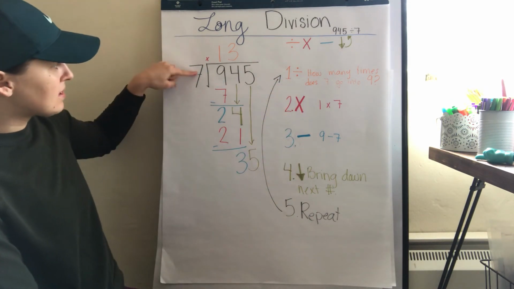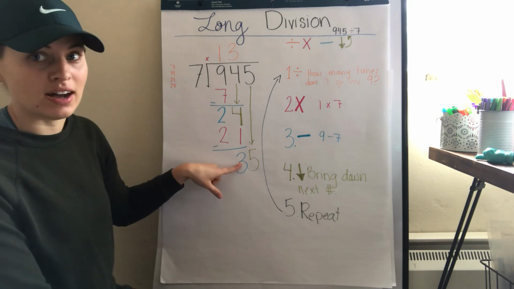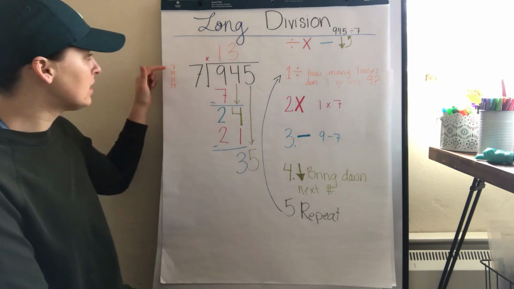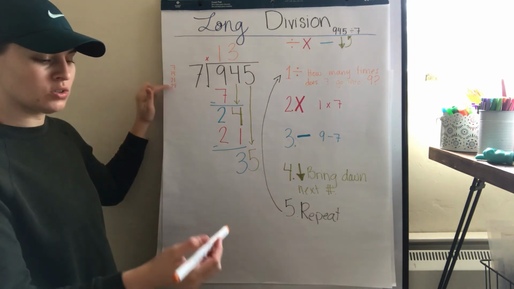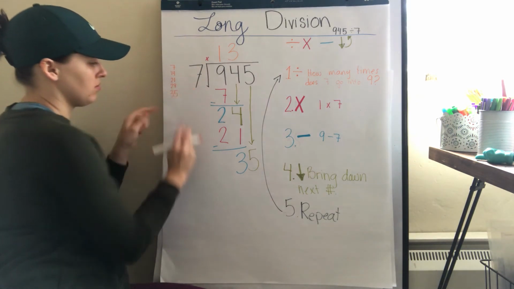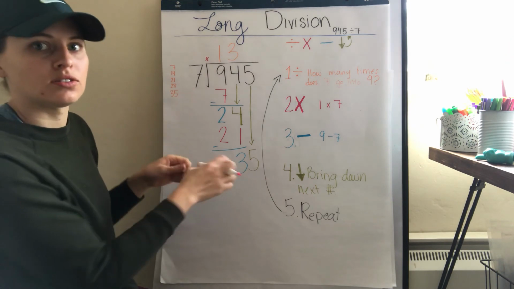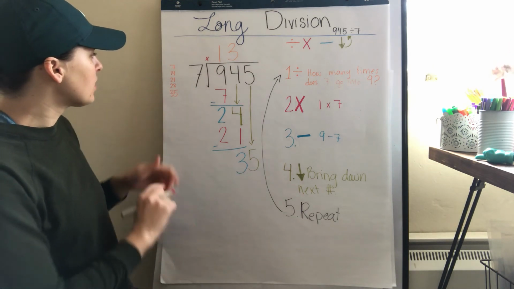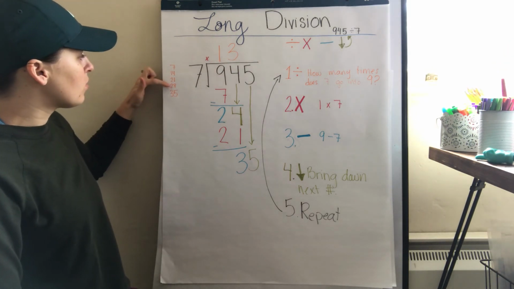How many times does 7 go into 35? Well, I can continue my skip counting. 7, 14, 21, 28, 35. Well, that lines up perfectly. Those are the exact same numbers. So it goes in 1, 2, 3, 4, 5 times.